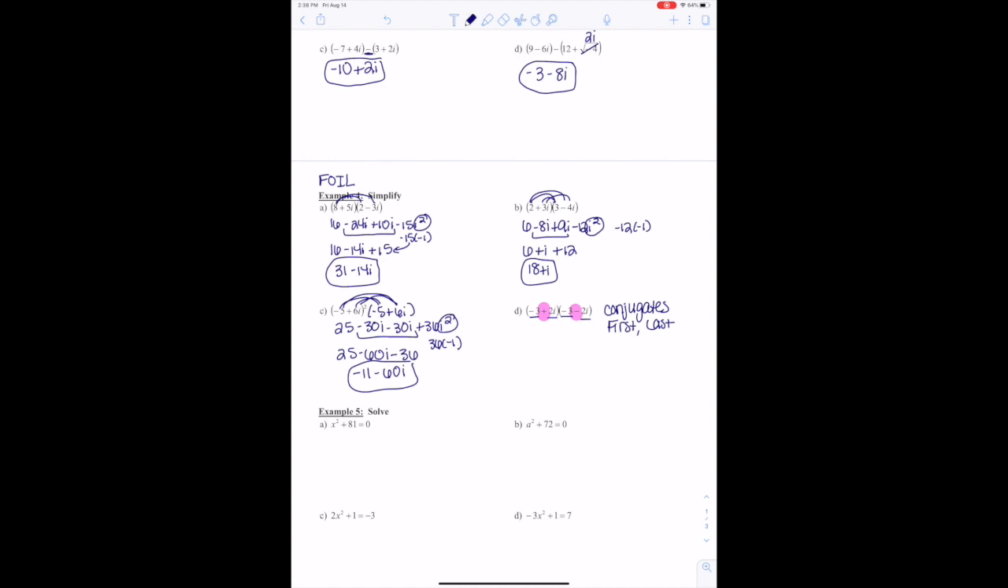So negative 3 times negative 3 is 9. There's my first terms. So there's my first. Now I'm going to do my last terms. 2i times negative 2i is negative 4i squared. Remember, i squared is negative 1. So we get 9 plus 4, which is 13.